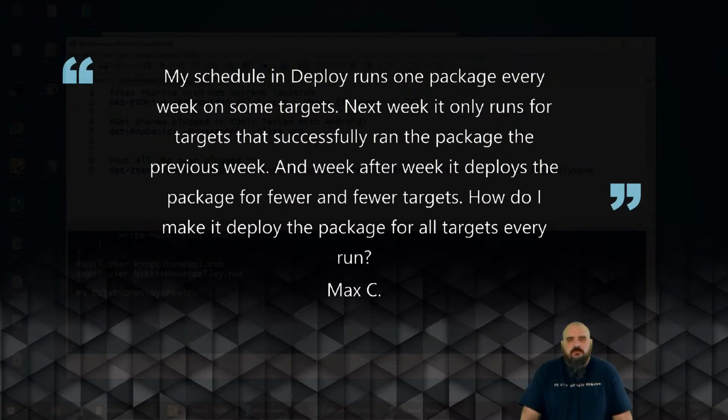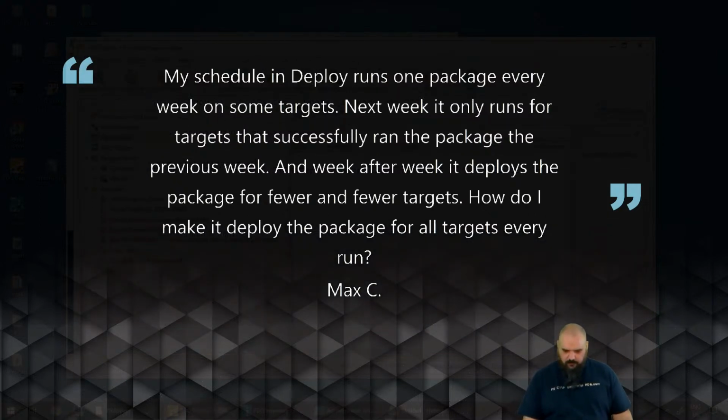Sincerely, Max C. It's interesting that it stops for ones that, does it stop for ones that are successful or ones that it was not successful on? Because in Deploy, if you're doing a schedule, you would normally have a checkbox that says stop deploying to this if it was successful, but I've never seen the reverse. Because this one says it runs for targets that successfully ran the package the previous week. Interesting.